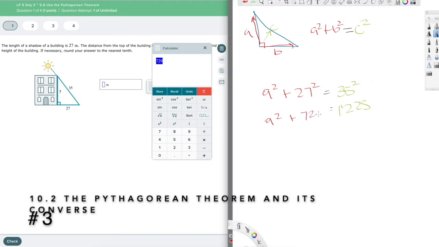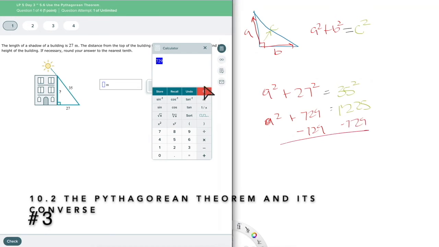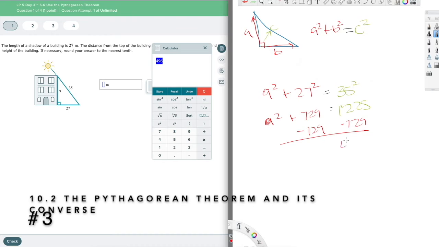All right, now I want to get A squared by itself, just like I would any other variable. So I'm going to subtract 729 from both sides. Let's see, we get 1,225 minus 729. So we get 496 equals, 729 minus 729 cancels, so we get A squared.